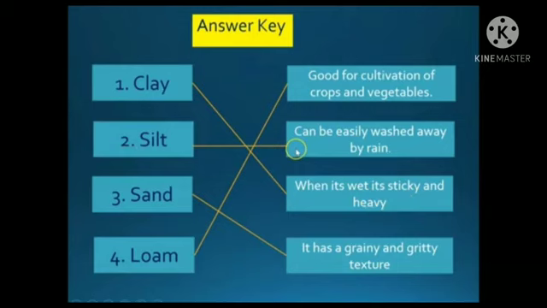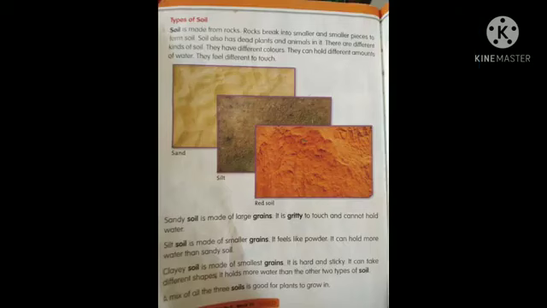Okay, children, now you can take the textbooks. Children, take the textbook, page number 150. Types of soil. Soil is made from rocks. Rocks break into smaller and smaller pieces to form soil. Soil also has dead plants and animals in it. There are different kinds of soil. They have different colors. They can hold different amounts of water. They feel different to touch.